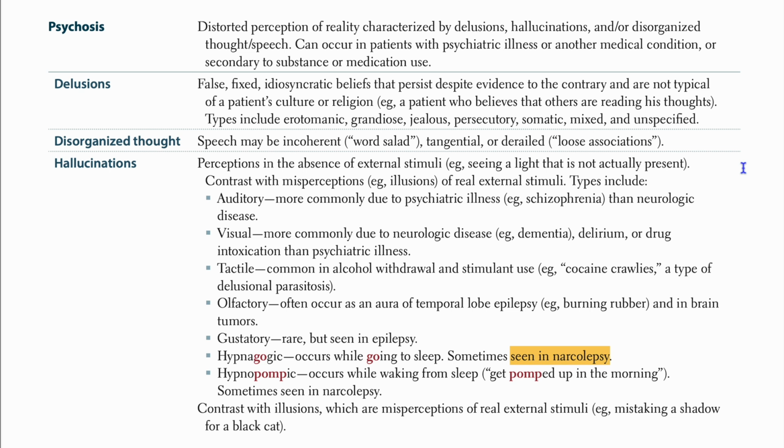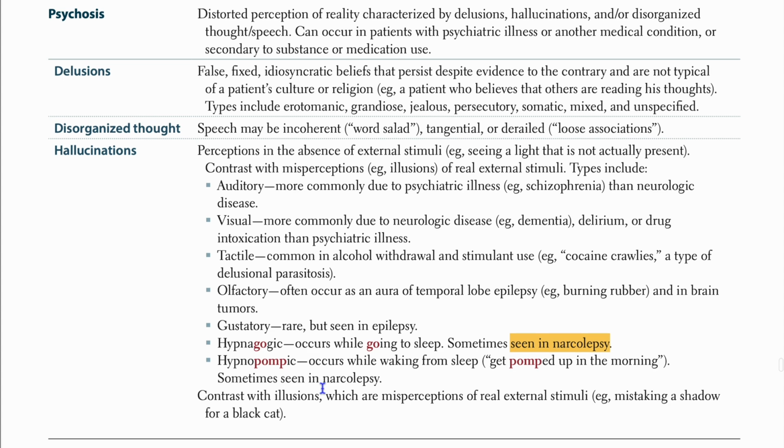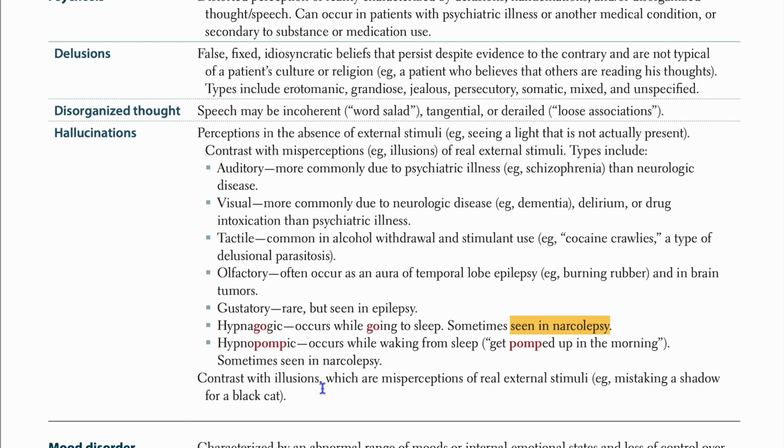Hypnagogic occurs while going to sleep, so sometimes seen in narcolepsy. And hypnopompic occurs while waking from sleep, so get pumped in the morning. It's sometimes seen in narcolepsy. Okay. You need to know the difference between these two, right? So hypnagogic is going to sleep, and hypnopompic is waking up from sleep. We'll read about it in narcolepsy as well. Contrast with illusions, which are misperceptions of real external stimuli, for example, mistaking a shadow for a black cat.